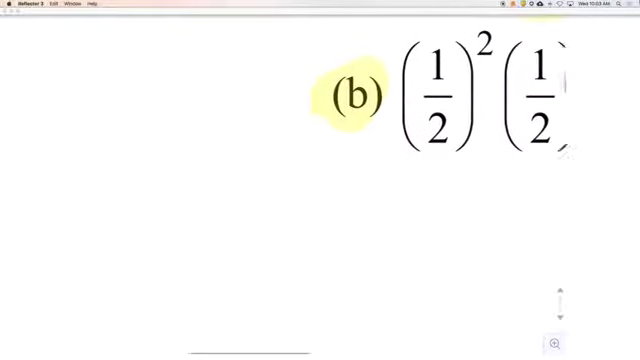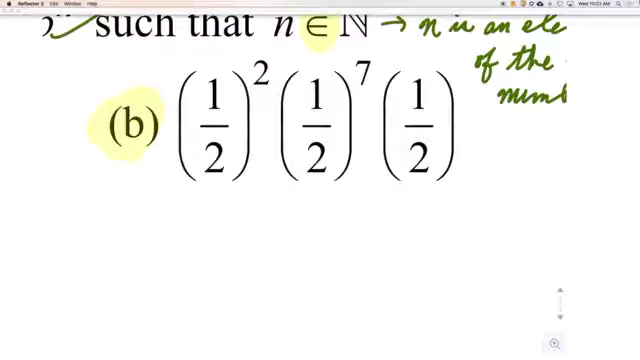Letter B. All right, you already did this one. I got a bunch of 1/2s, it looks like, multiplied together. So what operation is implied right here when you have two parentheses side by side? Multiplication. Okay, that's implicit multiplication.